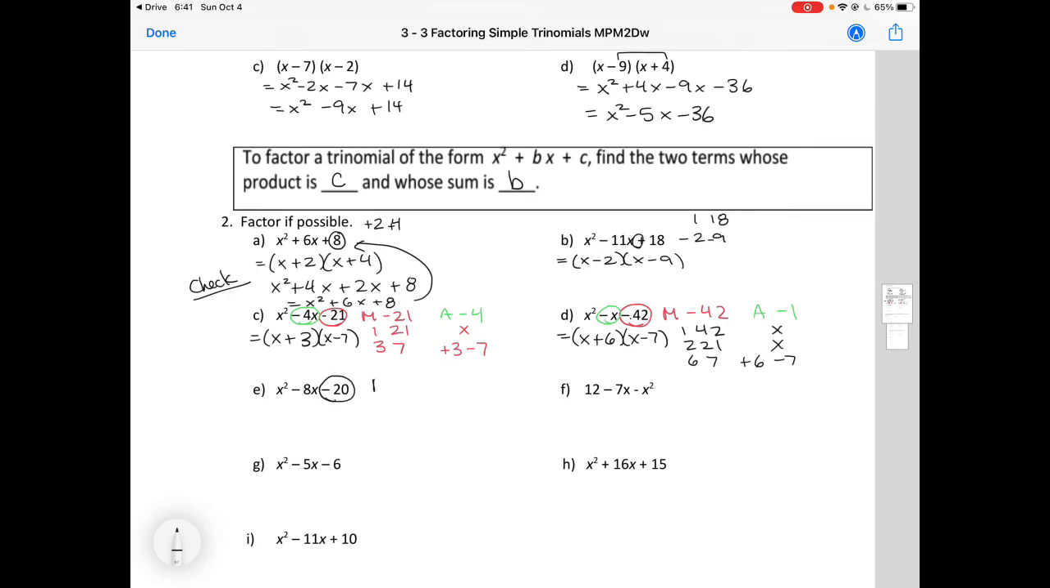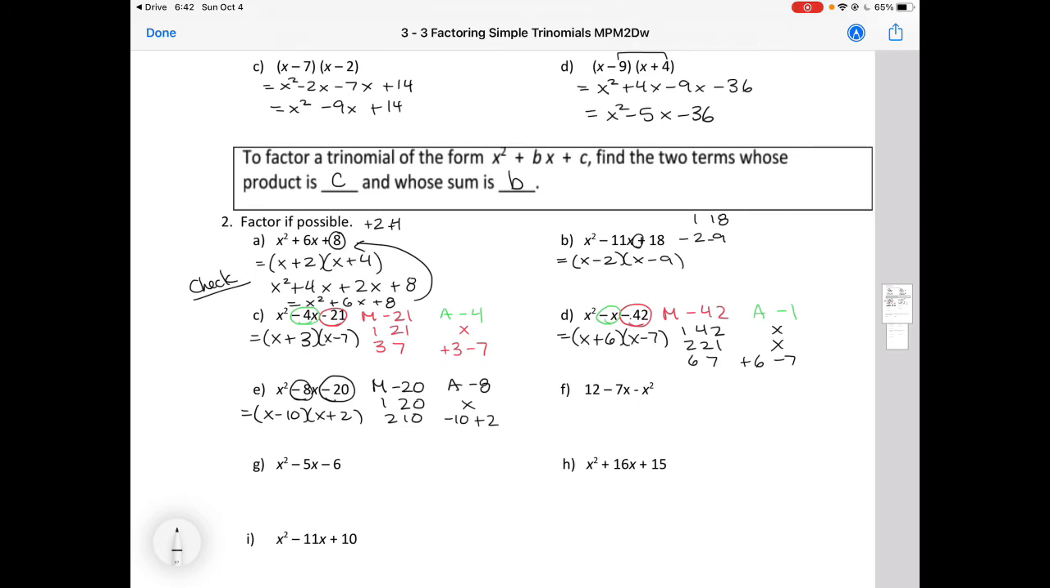Another one down here, multiplies to minus 20, adds to minus 8. 1 and 20, no way. 2 and 10, that one holds some potential. If I have minus 10 and positive 2, adds to minus 8, and multiplies to minus 20. So now I found my factors, x minus 10, x plus 2.